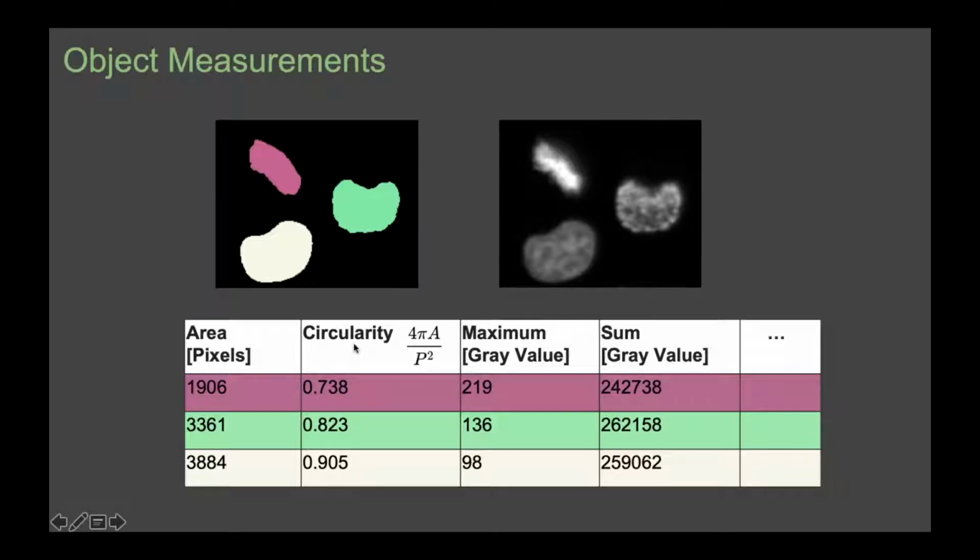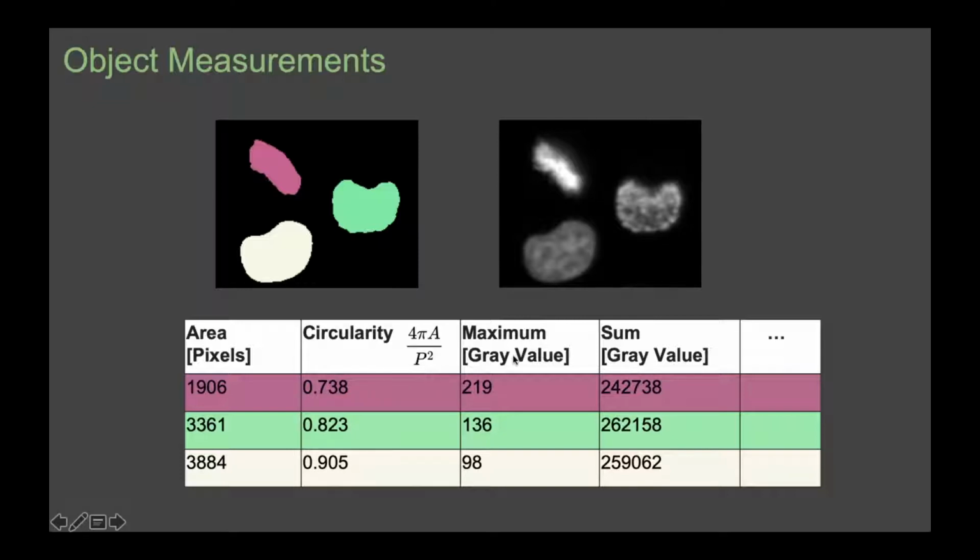Another example I put here is so-called circularity. This can be computed by taking the area and dividing it by the perimeter squared. And if you work that out, it's actually some fun. If you do some school mathematics, you realize that this value is 1 if it's a perfect circle. So that means the closer this value is to 1, the more circular it is. And again, you see this is quite nice here. For example, the interphase cells are more circular than the metaphase cell. And of course, there are many, many more of these shape features. I just gave 2 as an example.